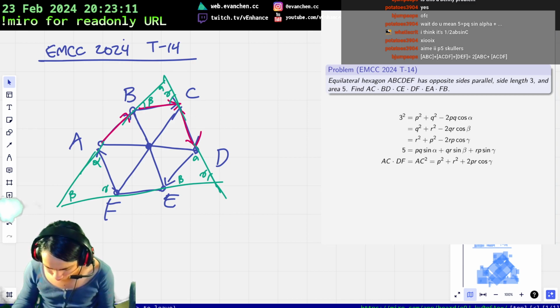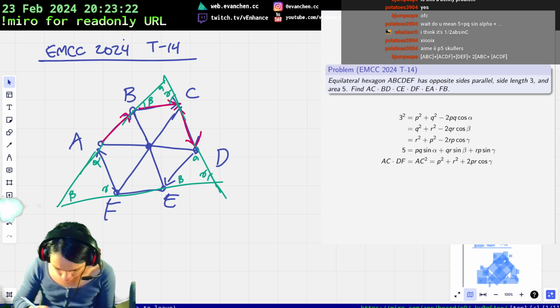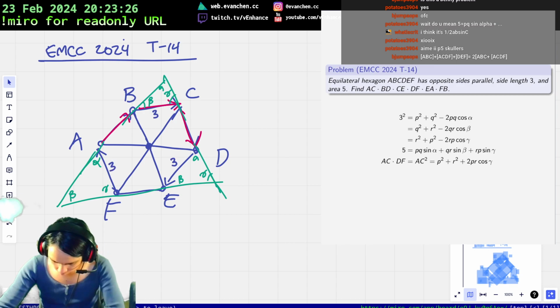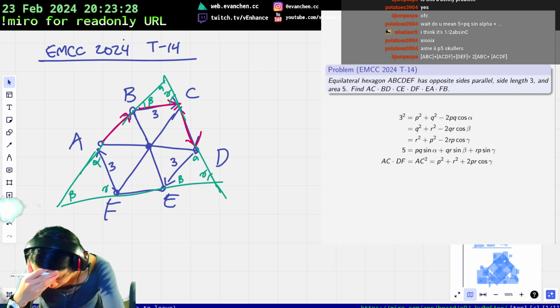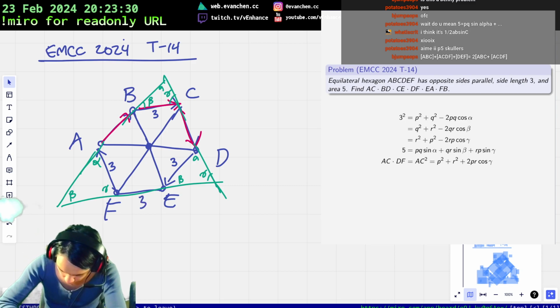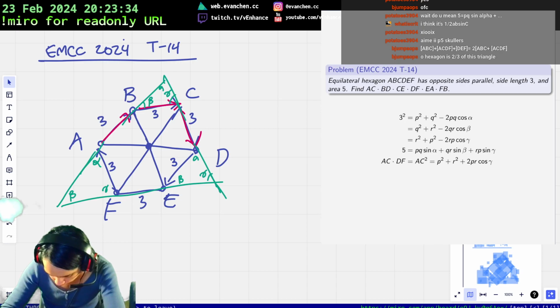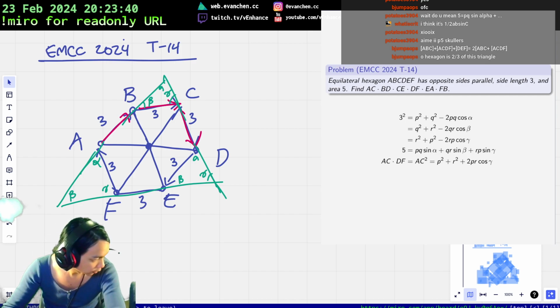It's just I don't actually see why AC times CE times EA plays a role in that case. But, sorry, I lied. The triangles aren't congruent, they're just similar, and these all have side length 3. And this is all, yeah, everything's 3s. It's like, how do I get AC times CE?